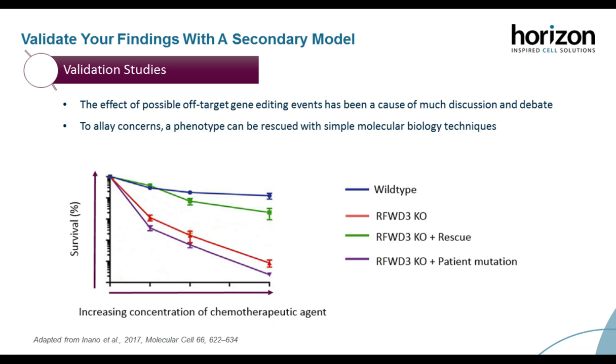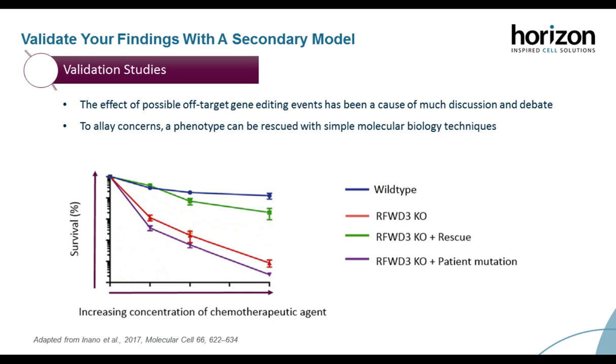And here you can see that in the wild type cells, the survival of the cells was completely fine when they were subject to a chemotherapeutic drug. However, when we knock out RFWD3 in these cells, you can see that the survival of these cells was decreased massively. In contrast to that, once we overexpress this protein again, you have rescue of this phenotype, so the cells are staying resistant to this chemotherapeutic reagent.